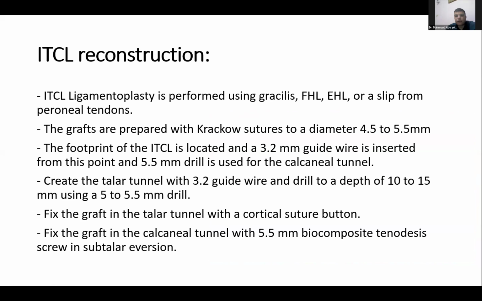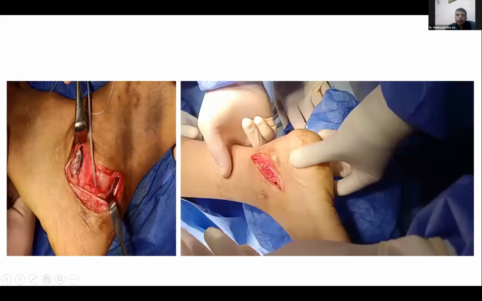This is a reconstruction, but as a general rule, we use fixation of the graft in the calcaneal tunnel with a biocomposite tenodesis screw, and fix the graft in the talar tunnel with a cortical suture button. We will see the X-ray photos, and this is the graft. We take a slip from the peroneus longus and make a graft for the interosseous calcaneal ligament, and this is the anchor to repair the calcaneofibular ligament.